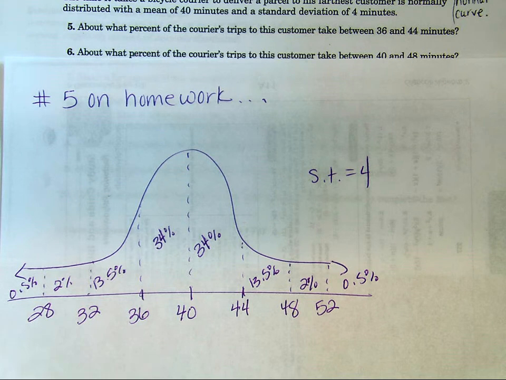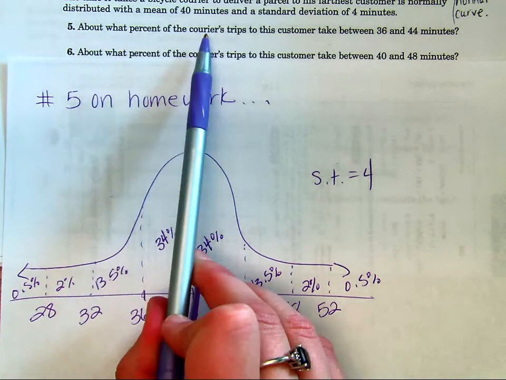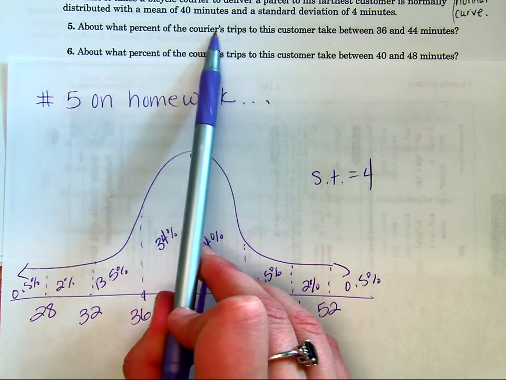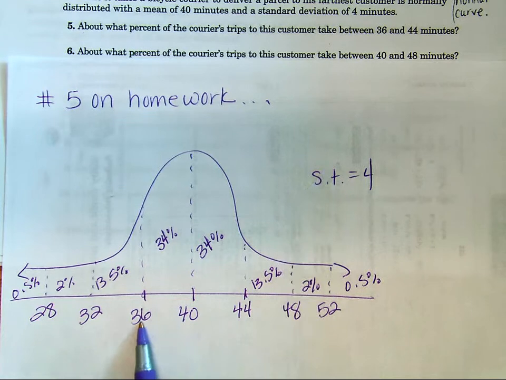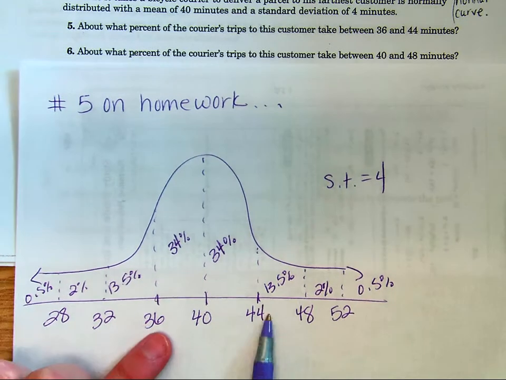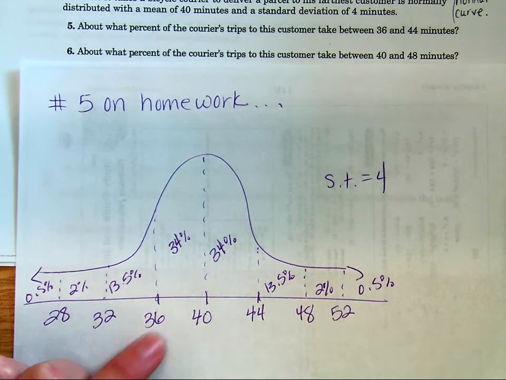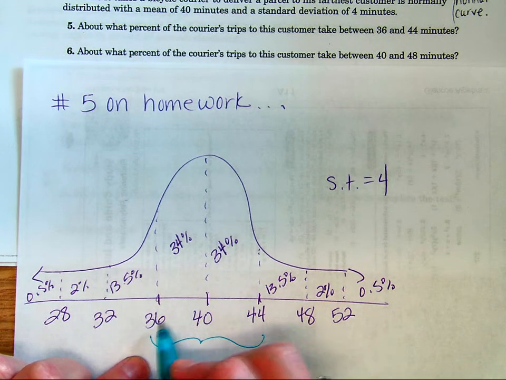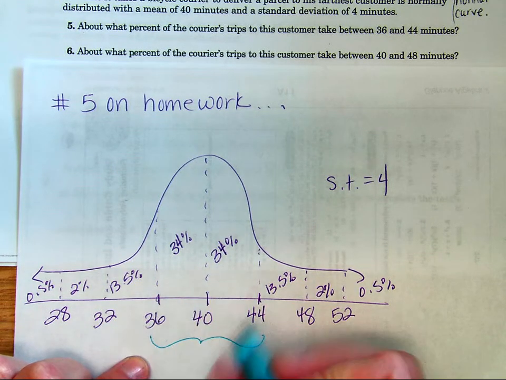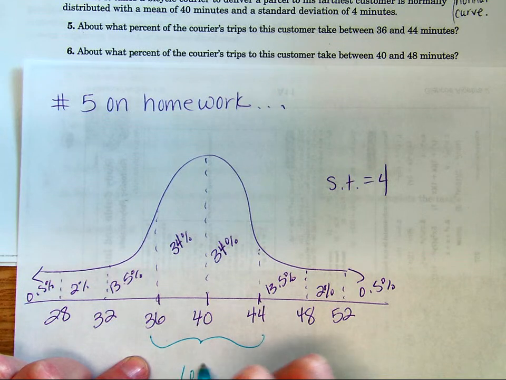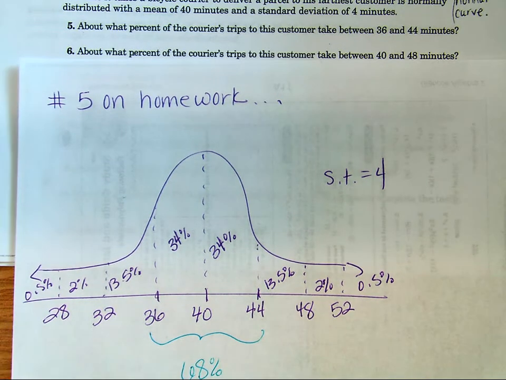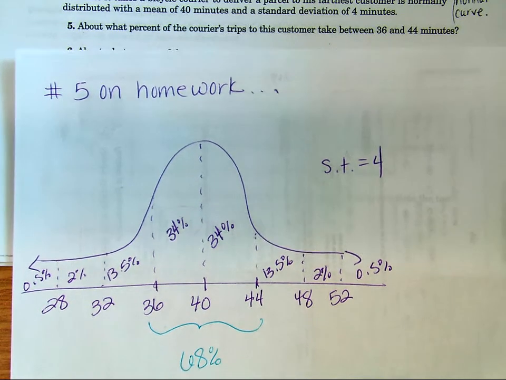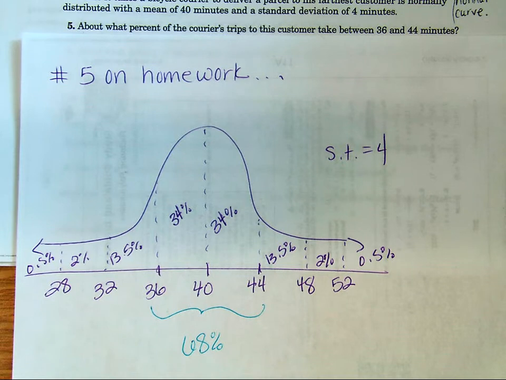It says, about what percent of the courier's trips to this customer take between 36 and 44 minutes. So I'm looking at this area. Actually, this is the same as your lesson. So this is 34 plus another 34, so that's 68%, because they're asking for the percent. Okay, you can try the rest of the homework problems on your own, or you can work with a partner.